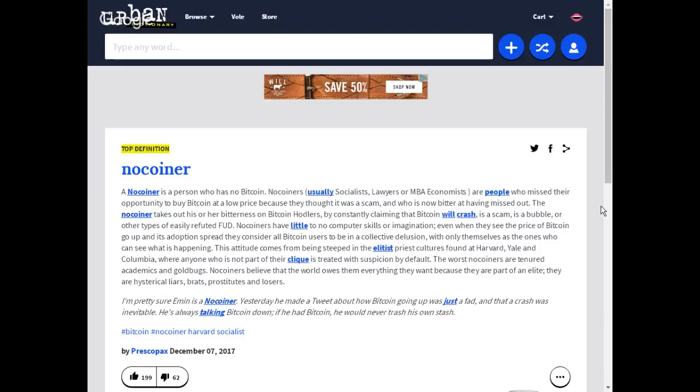Wow, that's a different definition of a Nocoiner. Now, this definition is by Prescopax on December 7th, 2017. Wouldn't you know it? Isn't that about a day after Bitfinex got their subpoena? And also, isn't that around the same time that Bitcoin started to come off its all-time high on a downward trend into what I think is essentially a bear market?